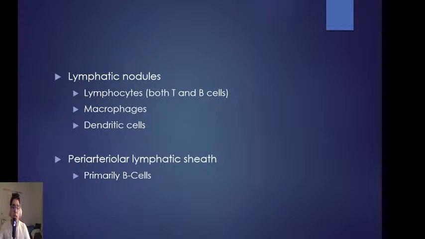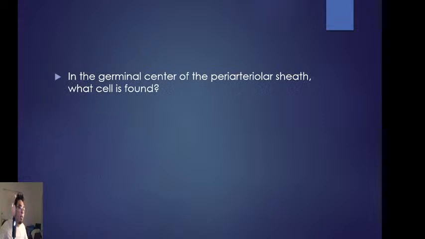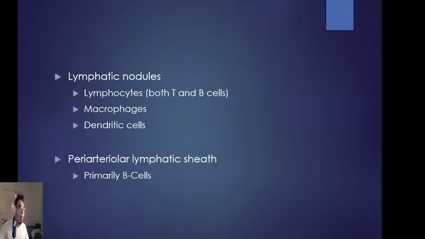Para-arteriolar lymphatic sheaths are mainly composed of B cells. Now, speaking further about the para-arteriolar lymphatic sheaths, I know it's a mouthful. There's a germinal center within the center of this para-arteriolar lymphatic sheath. It's activated B cells. So you're going to see basically everything there in the middle of the para-arteriolar lymphatic sheath is activated B cells.